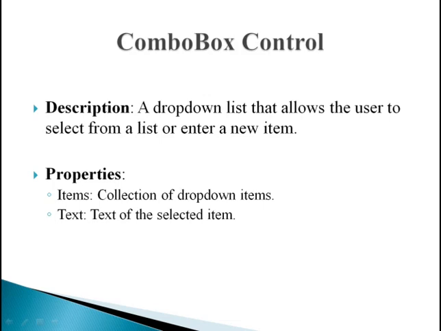This tells about the properties of the combo box, which has several properties used to customize its behavior and appearance. Here also there are two properties: one is Items and the second one is Text. Through Items, the same as the list box control, we can add items, remove items and clear items. Same with Text, we can get the text, set the text, or clear the text of the selected items only.